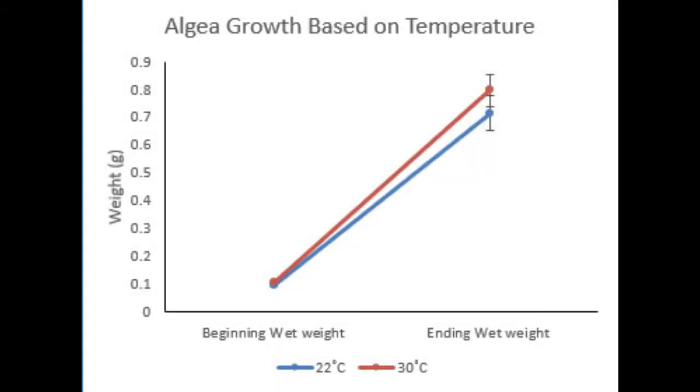The starting mass for the algae set at 22 degrees Celsius and the one set at 30 degrees Celsius was between 0.09 and 0.11 grams. At the end of the experiment, the wet mass of the algae set at 22 degrees Celsius increased to an average of 0.71 grams with a standard error of 0.06. The flask set at 30 degrees Celsius increased to an average of 0.80 grams with a standard error of 0.06. This shows that there is an upward trend as temperature increases.